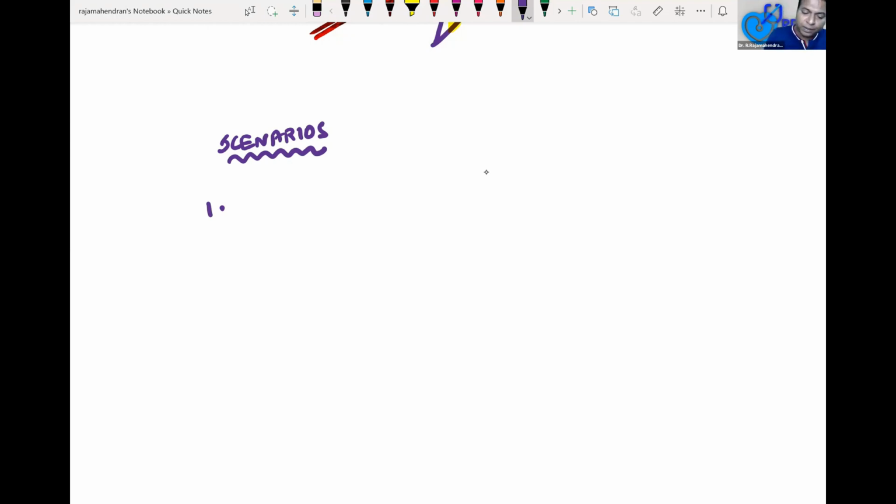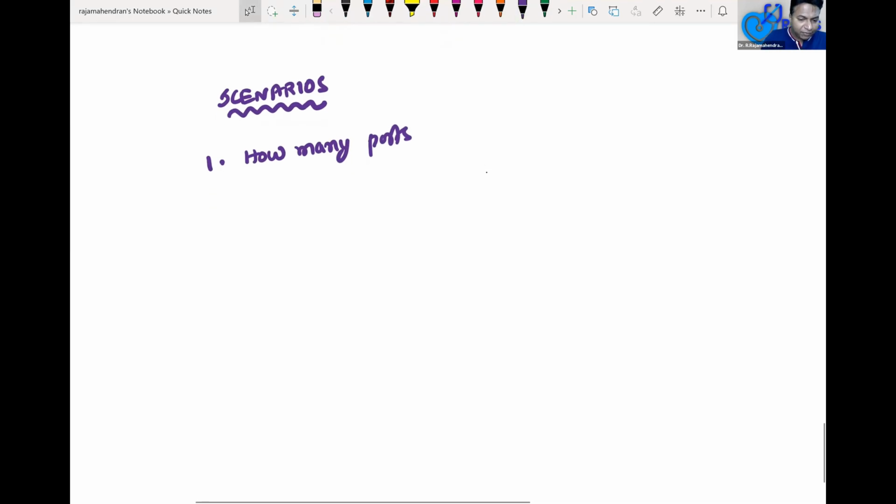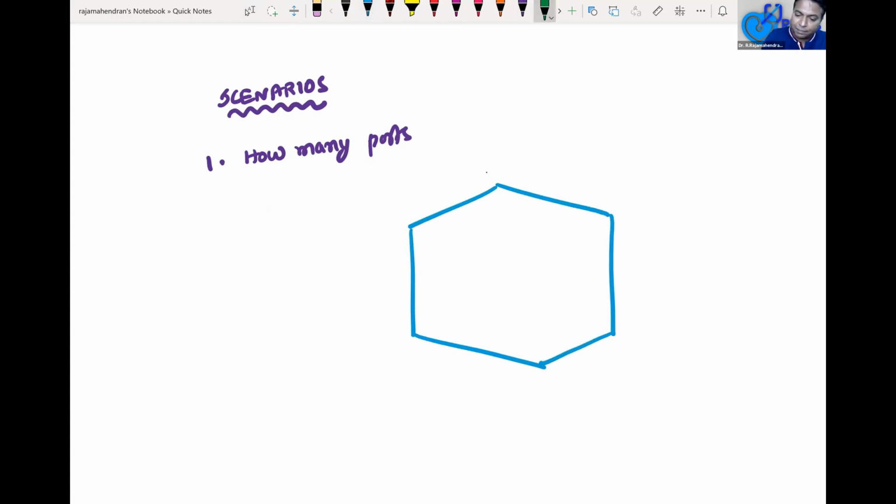First scenario: how many ports are you going to make? This is a very basic question, and as final year students as well as PG aspirants, you should know this. The first port I make is the camera port in the umbilical area, a 10 mm port, for doing the surgery.